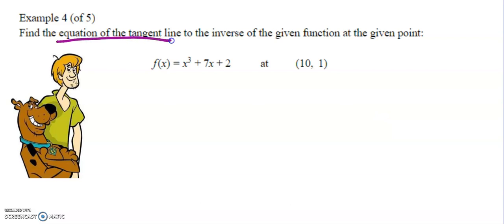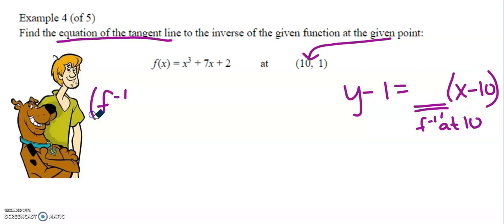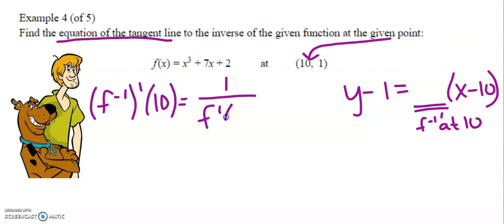So we want the equation of the tangent line at 10, 1. Okay, well, in order to write the equation of a tangent line, y minus 1 equals m times x minus 10, I need to find the slope of the inverse at 10. Okay, well, the slope of the inverse at 10 is equal to 1 over f prime at mystery. All right, well, they already told us what that mystery is.